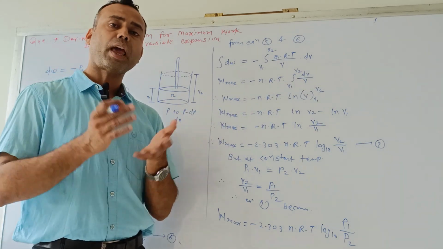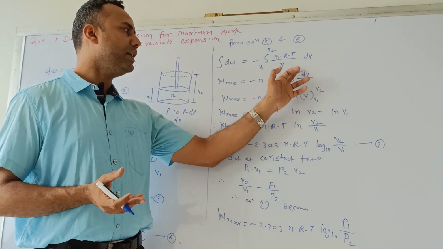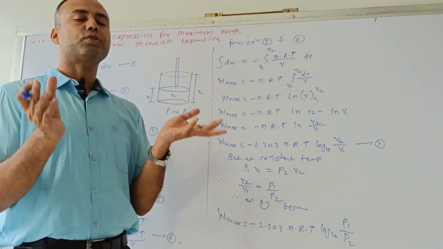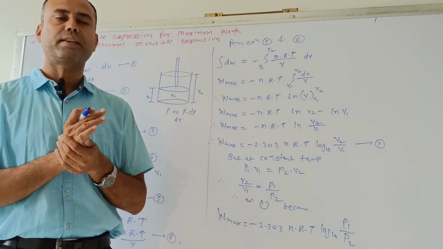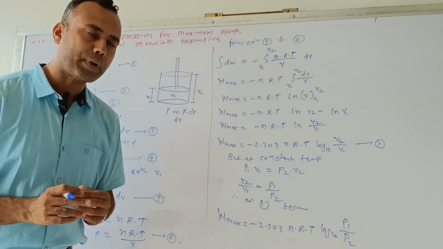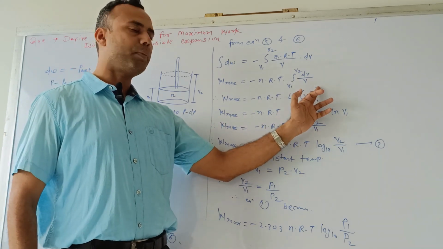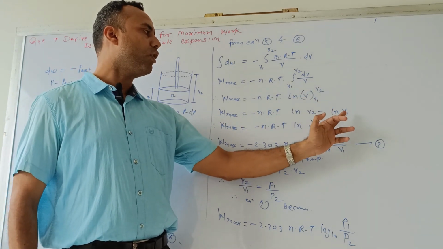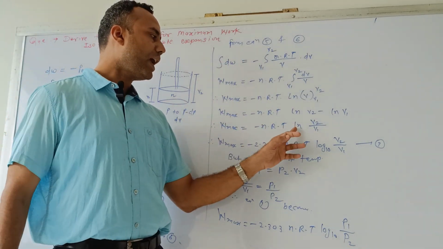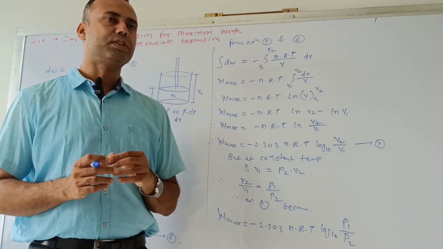After solving this, w max is equal to minus nRT, the integration of dV upon V. Integration of dx upon x is log of x. So the integration of dV upon V is log of V, with V1 as the lower limit and V2 as the upper limit. After solving this, you get w max is equal to minus nRT [log of upper limit V2 minus log of lower limit V1]. So w max is equal to minus nRT log V2 upon V1. So this is the equation we are getting.